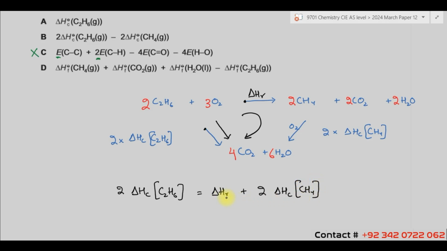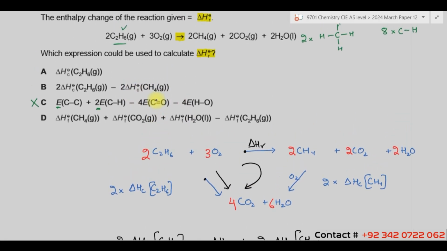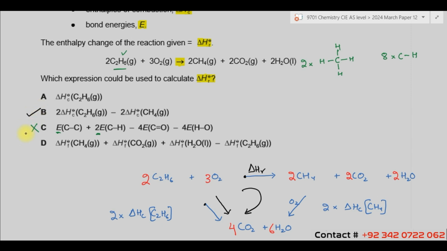Let's rearrange to form delta HR. It is equal to 2 delta HC C2H6 minus 2 delta HC CH4. So we have 2 moles of delta HC C2H6 gas minus 2 moles of delta HC CH4 gas. So this is the correct expression. We cannot use this one because this is only for C2H6.